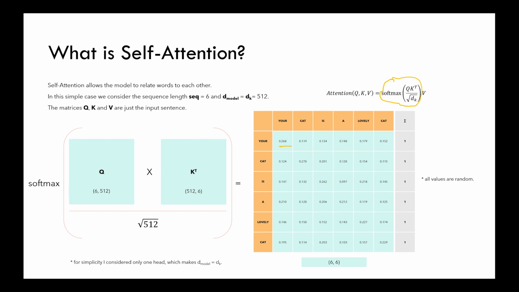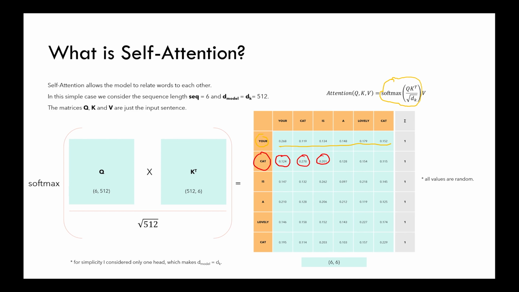So this particular row, for example, sums to 1, and this one also sums to 1, etc. This matrix represents every interaction of this word, for example, your, with all the other words. For example, we have this word cat, and we have the dot product of the cat with your, dot product of the cat with itself, dot product of the cat with is, etc. We applied softmax to it.